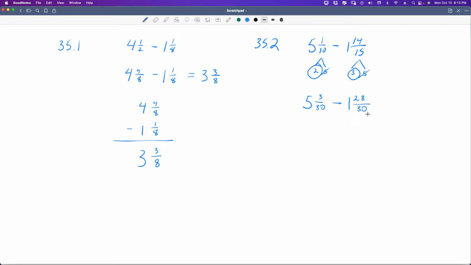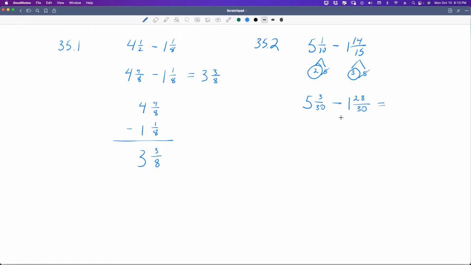So now I can subtract, okay? You always subtract the whole numbers first. 5 minus 1 is 4. But hold on just a minute. It might be, but we cannot say 3 minus 28. That does not work.